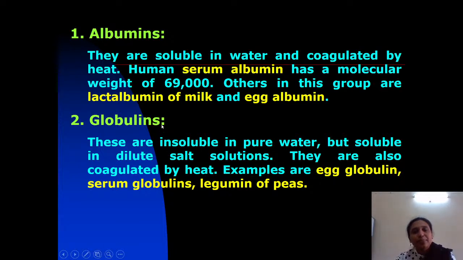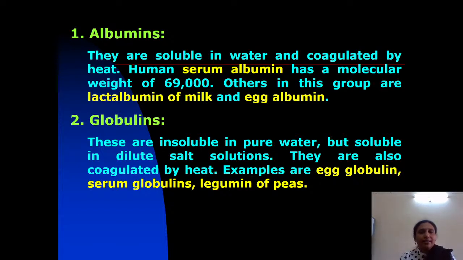Then the next simple protein is globulins. Globulins are insoluble in pure water, but they are soluble in dilute salt solution. Albumins are soluble in water, whereas globulins are insoluble in pure water but soluble in dilute salt solution. And globulin is also a heat coagulable protein. So the heat coagulable proteins are albumin and globulin, but albumins are soluble in water, globulins are insoluble in water.